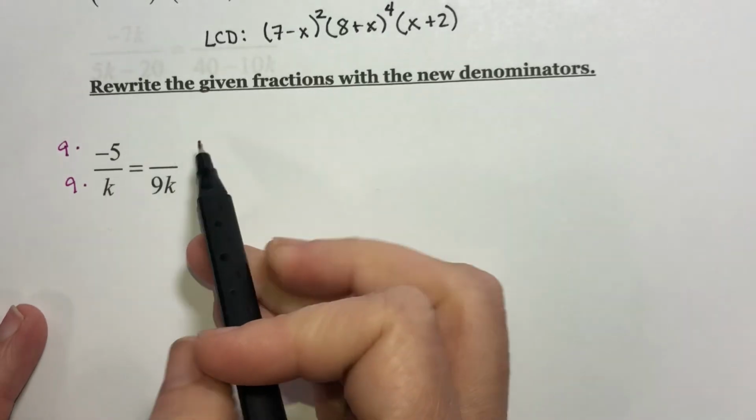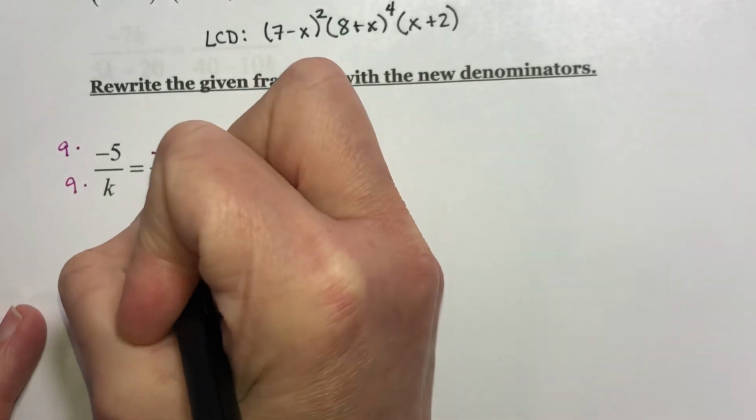So what's going to go right here? 9 times negative 5 is negative 45.